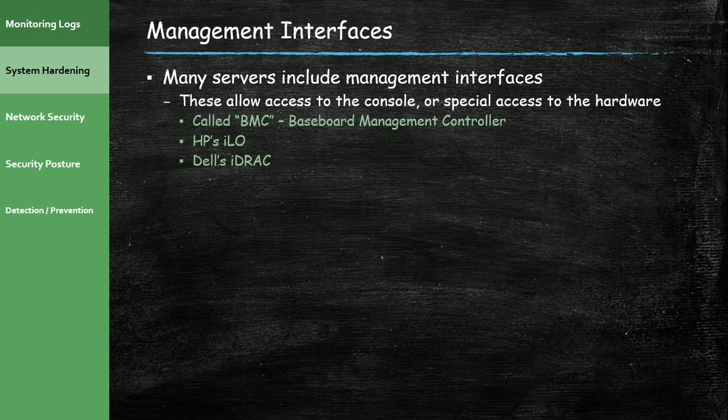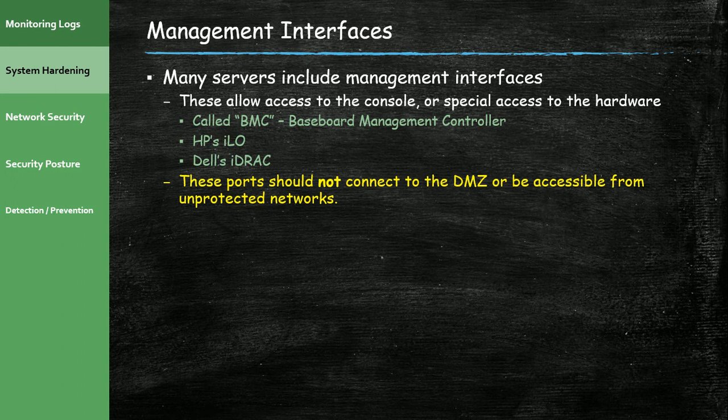But basically, you'll see on the back of a machine, if you have an HP and you look on the back, you'll see your regular Ethernet ports, but then one of the Ethernet ports will be labeled iLO, and that will be the console port. That's the port that you can use to get direct access to the console. So one thing we should be careful about is making sure that those ports are not connected to the DMZ. They're not accessible from unprotected networks.